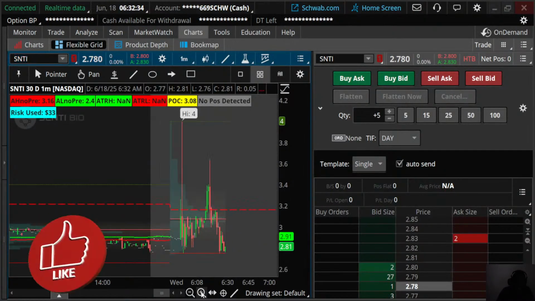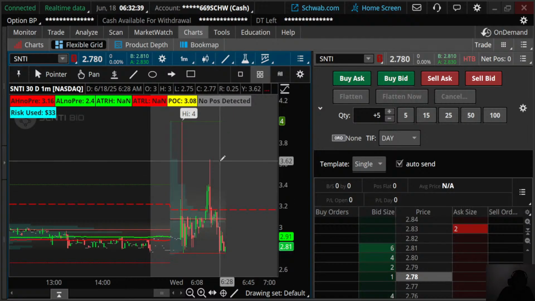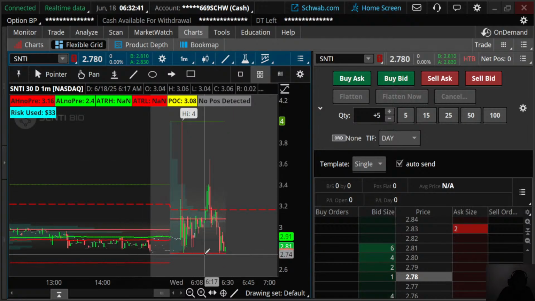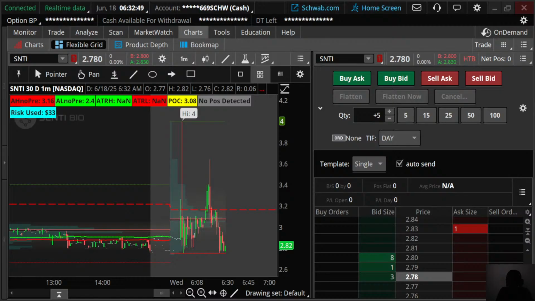SNTI went up there to $4 and then went up to 3.36 and kind of did a full round trip. So I'm not sure why. Let's see, SNTI. I'm sure somebody lost money on that. It's not even up 20%. That's why it's not on my scan.